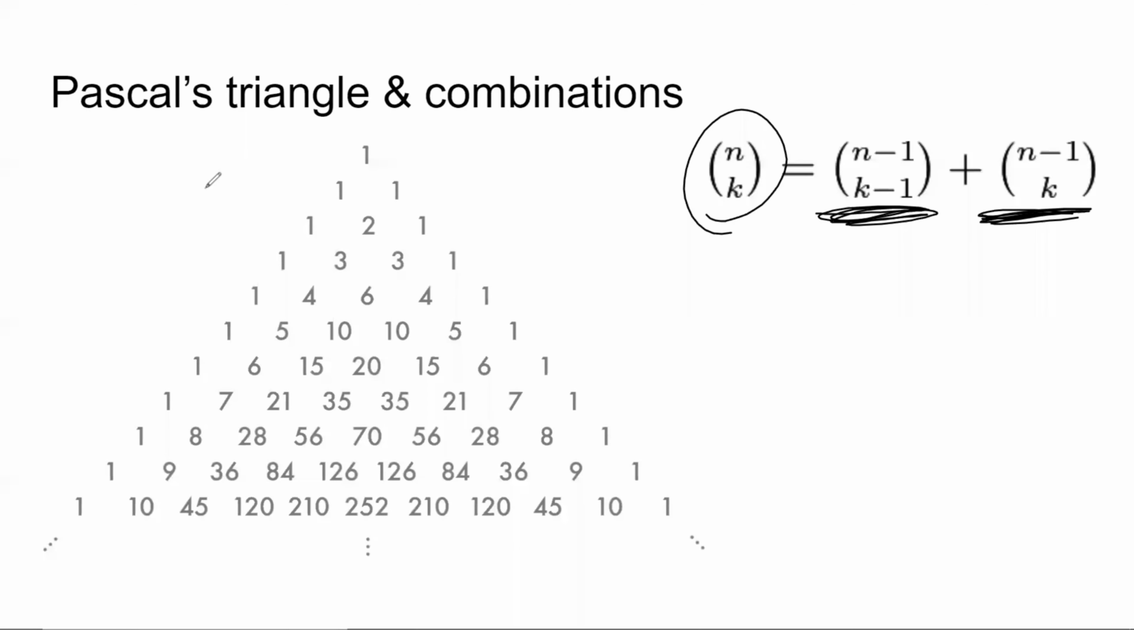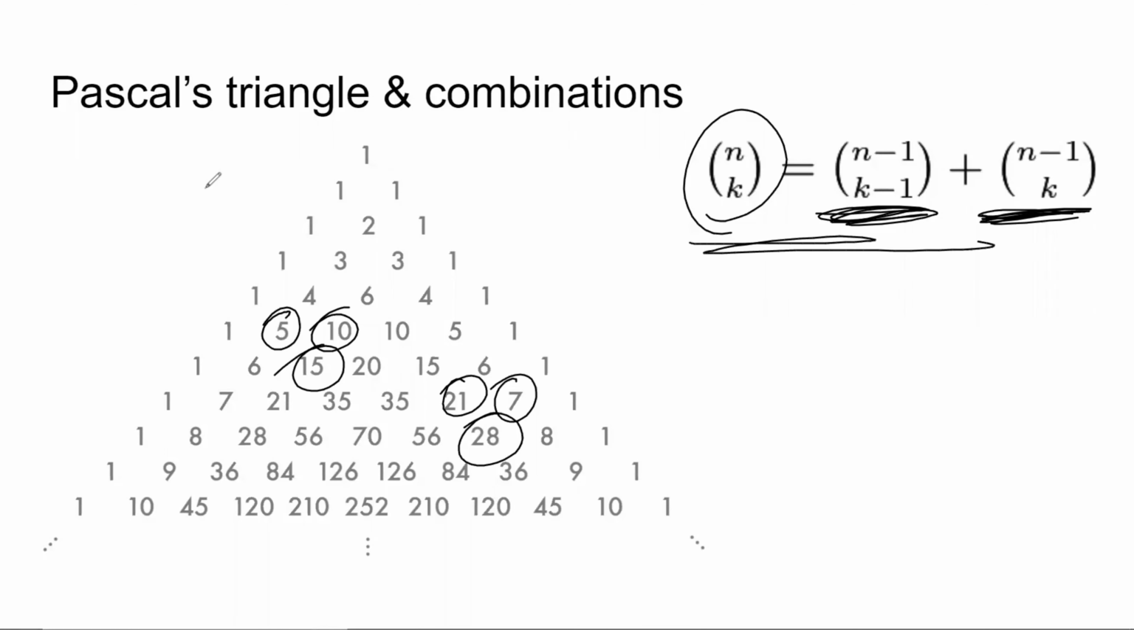So basically, 2 numbers in one row add up to the number below it. This is basically what this equation says. So for example, 5 plus 10 is 15. And 21 plus 7 is 28. That's what this equation says.